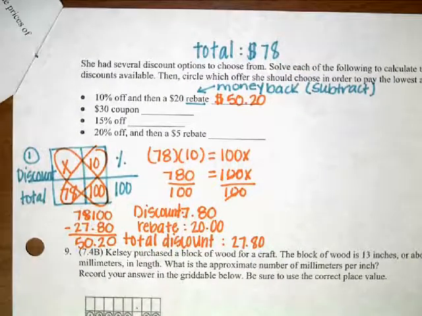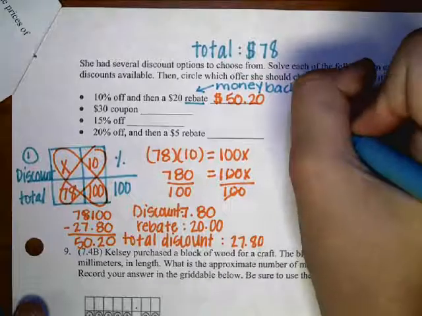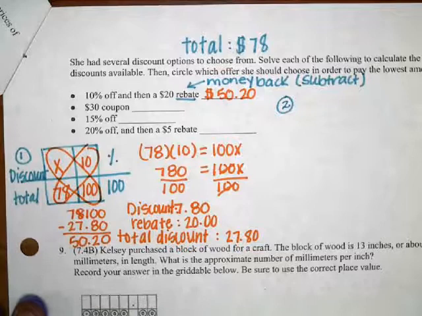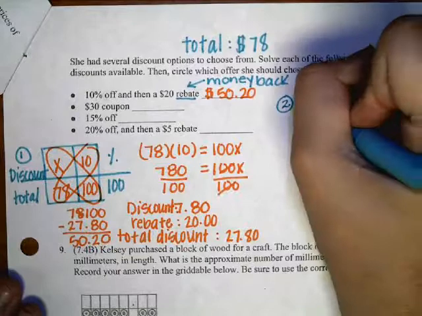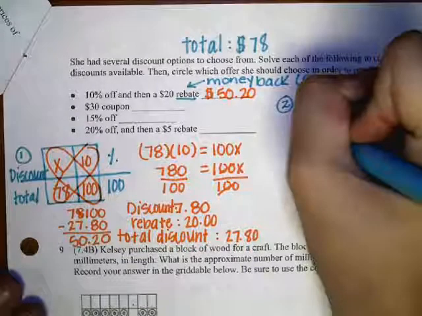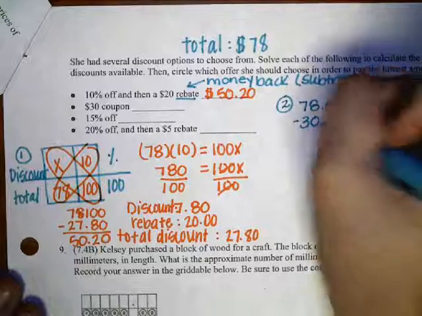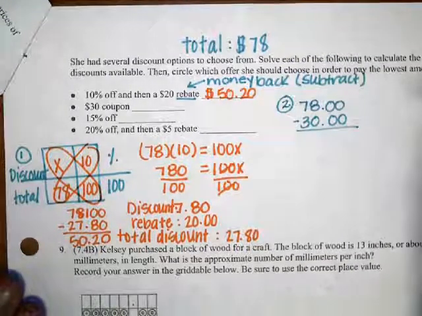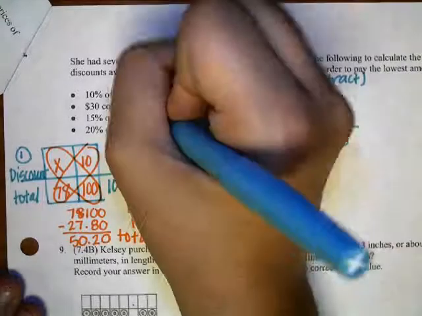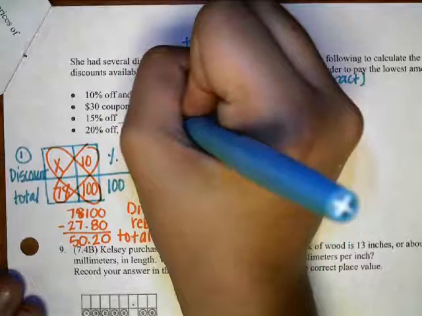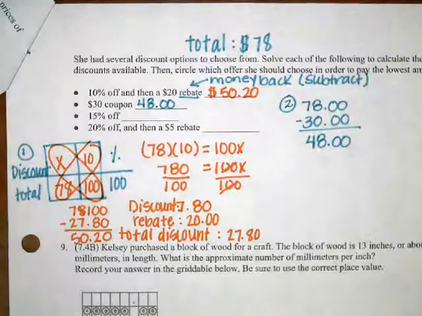All right, so we did the first option, 10% off and then a $20 rebate. Our next option, option 2, is a $30 coupon. If she has a $30 coupon, that means she's just getting straight up $30 off. So $78 minus her $30 discount. And so the new total she'll be paying is $48. That one was pretty easy. Option 3.